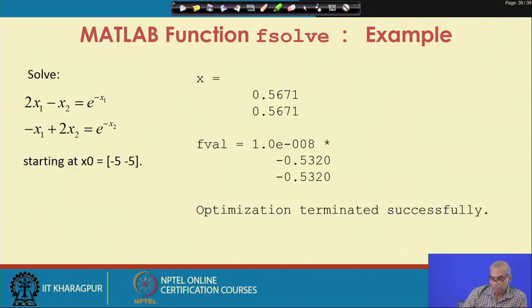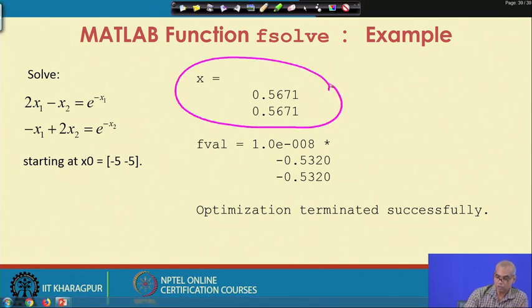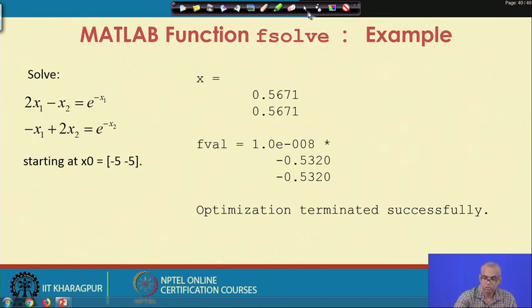Now, if you do this, you will get the solution as 0.5671, 0.5671 for x1 and x2. So, this is how you can use fmincon and fsolve.